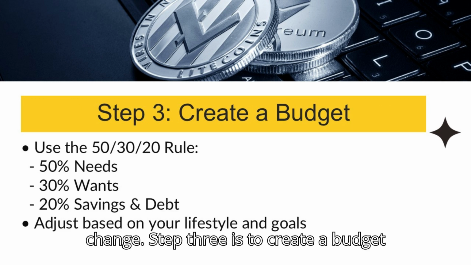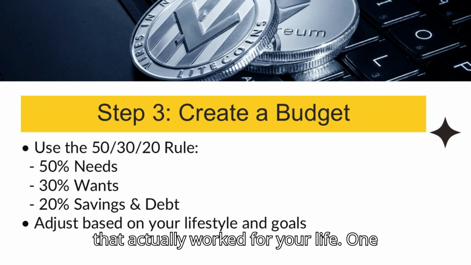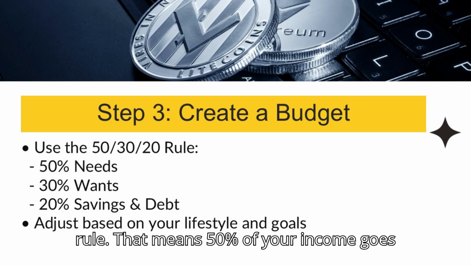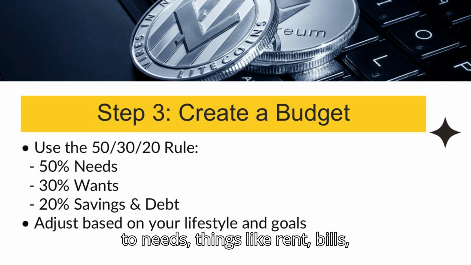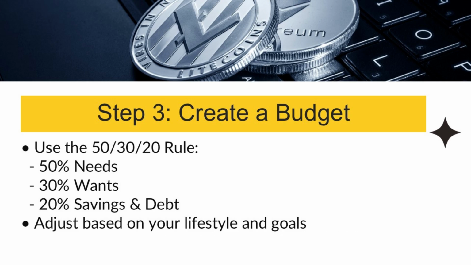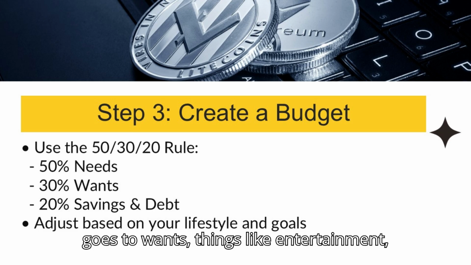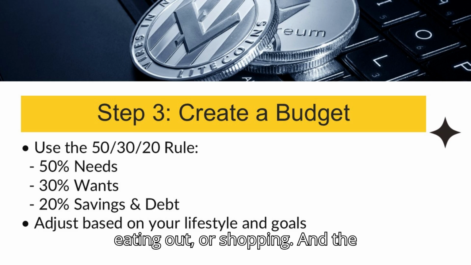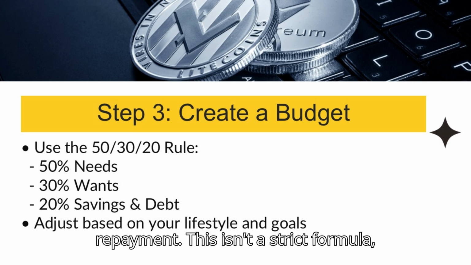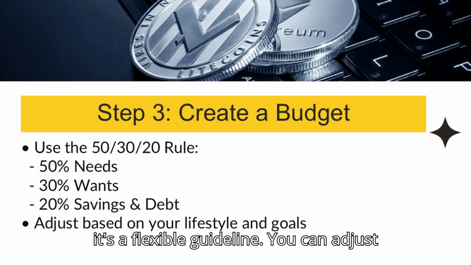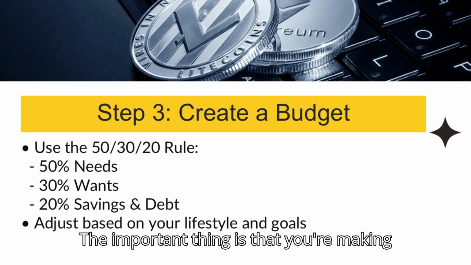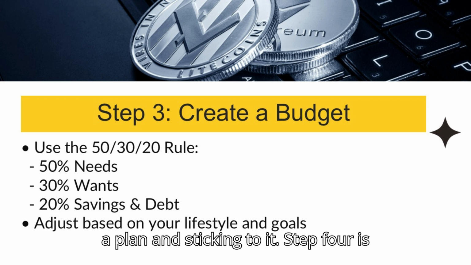Step 3 is to create a budget that actually works for your life. One popular method is called the 50-30-20 rule. That means 50% of your income goes to needs, things like rent, bills, groceries, and transportation. 30% goes to wants, things like entertainment, eating out, or shopping. And the final 20% goes to savings and debt repayment. This isn't a strict formula, it's a flexible guideline. You can adjust the percentages to fit your situation. The important thing is that you're making a plan and sticking to it.